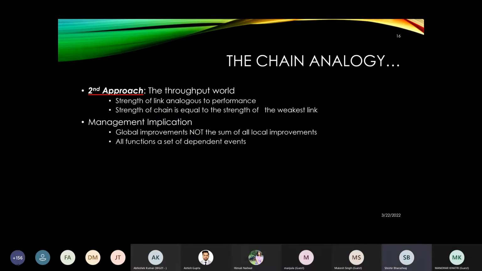Till the time we don't start looking at the purpose for which the chain was designed, and all the links are dependent on each other, we cannot cause the strength of the chain to increase. And we also know if we have to look at the strength of the chain, not the weight of the chain, then the strength of the chain is equal to the strength of the weakest link. So we know where to focus. Any improvement in the weakest link will jump the performance of the chain.